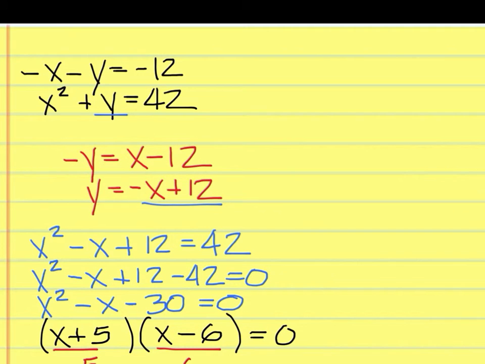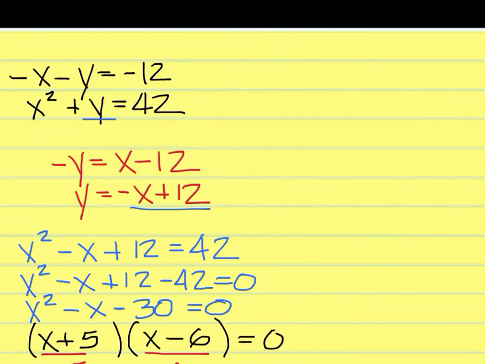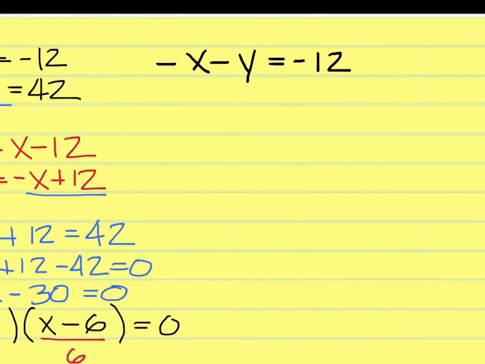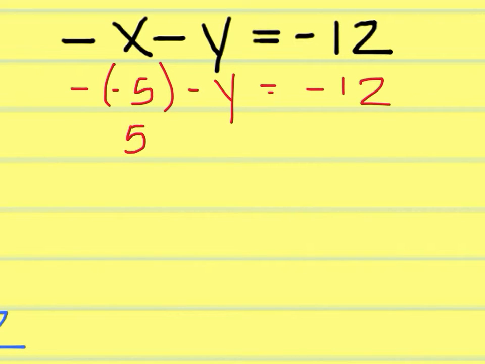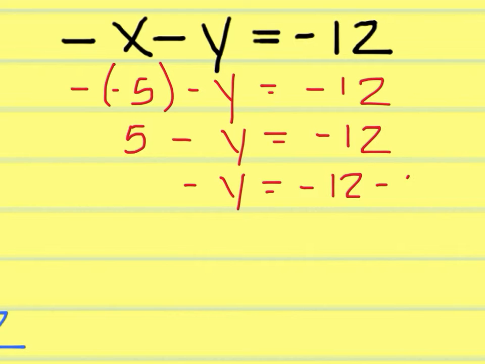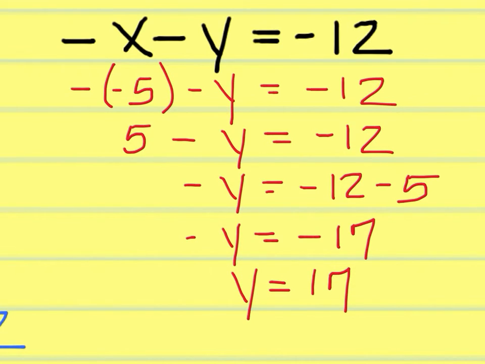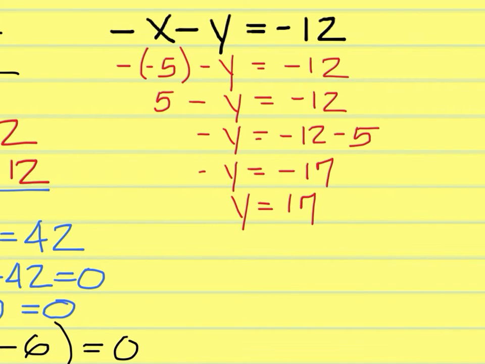So we need that negative 5 and 6 up here at the top to plug into negative x minus y equals negative 12. If I put in a negative 5, then I have a negative negative 5, which will change to a positive 5, and I now have to move it to the right side to make it minus 5, and I'll come back with a negative 17 that has to be switched to positive. So I put in a negative 5 and came back with 17.